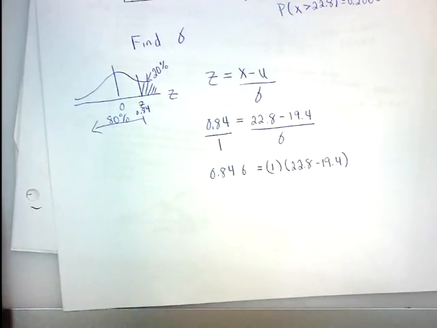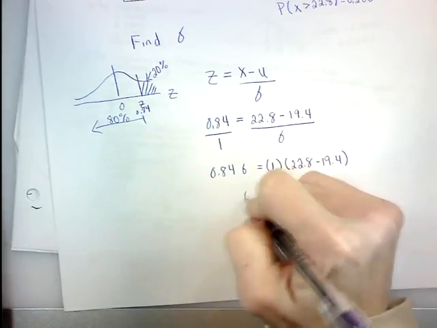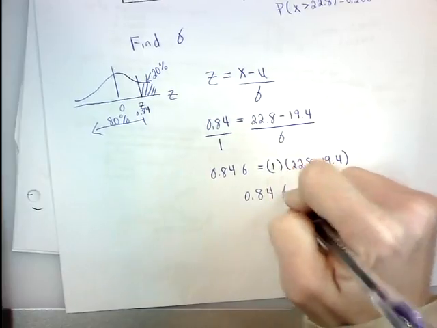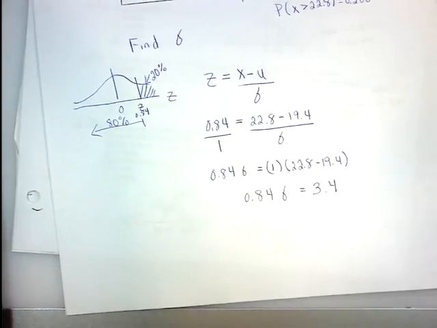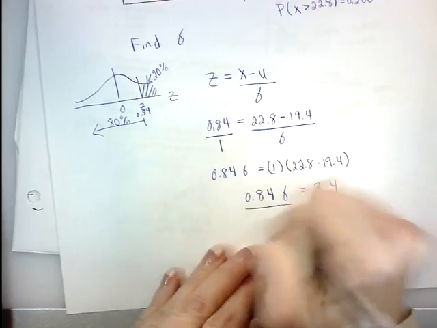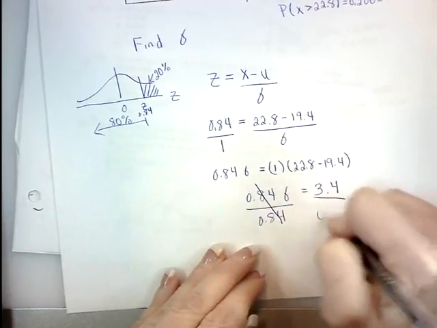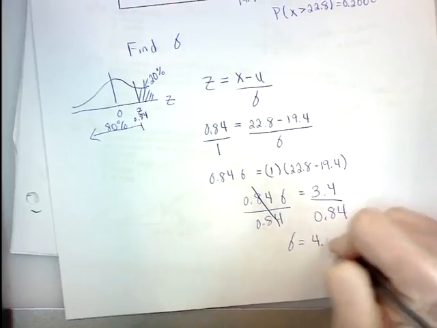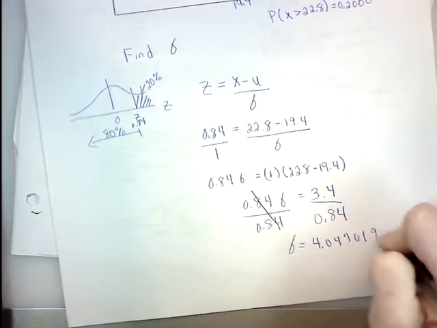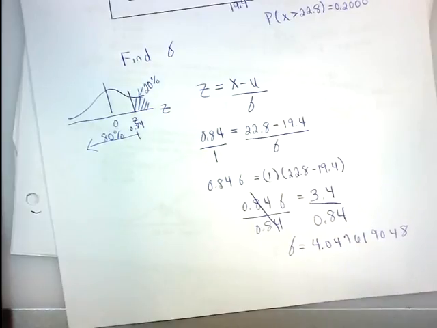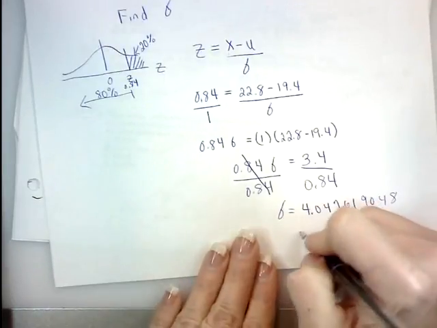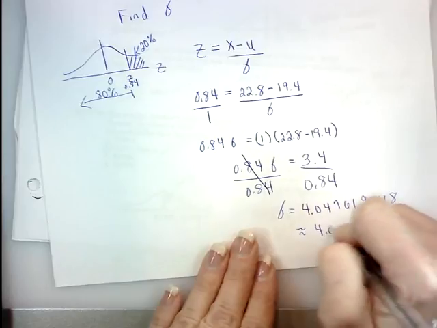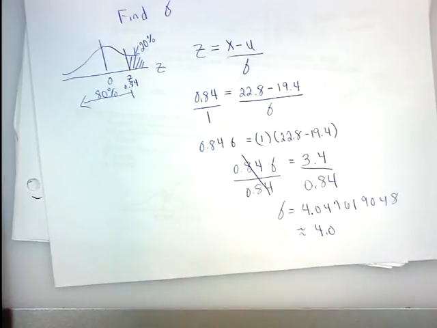That difference, 22.8 minus 19.4, is 3.4. So 0.84 times sigma equals 3.4. Divide both sides by 0.84 to solve for sigma. And that gives you a standard deviation of 4.04761948. And the mean's given to the nearest tenth, so they're probably going to say that it's 4.0 for the final answer for the standard deviation.